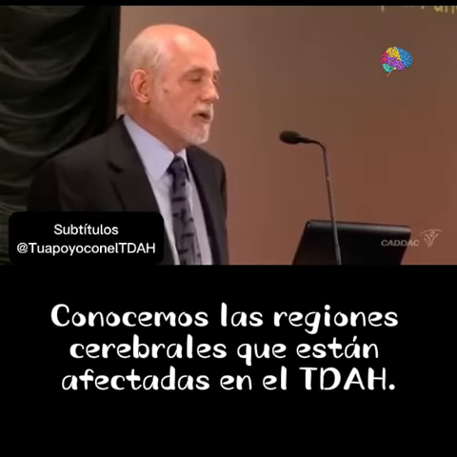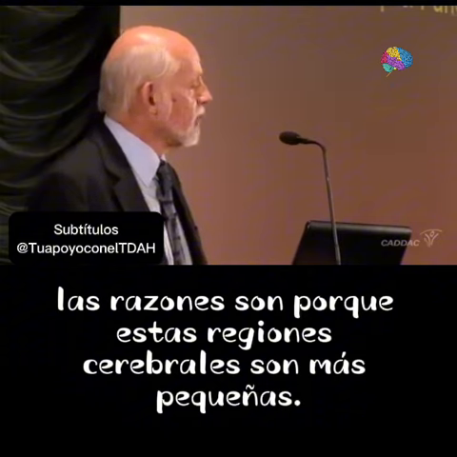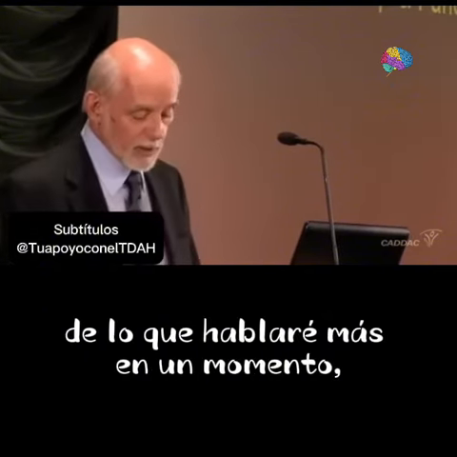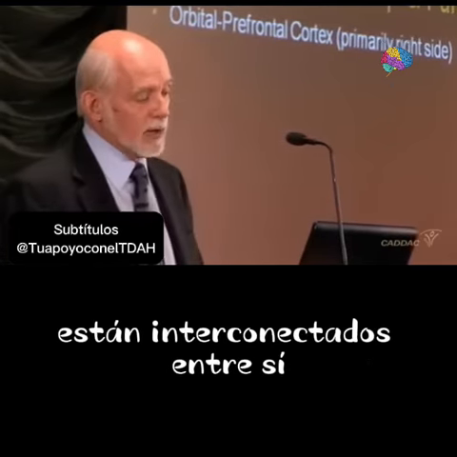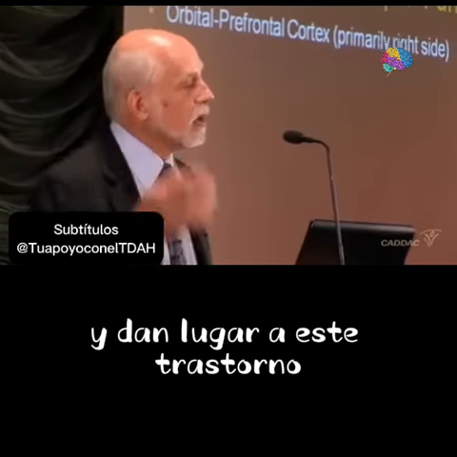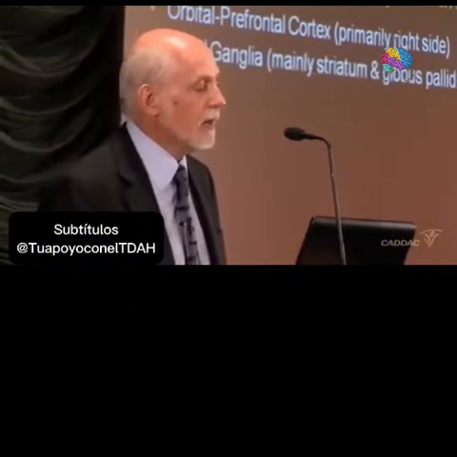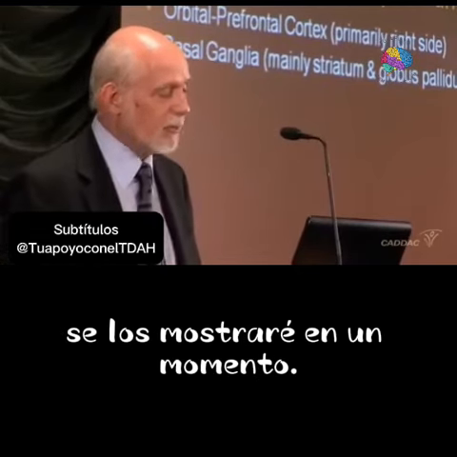We know the brain regions that are giving rise to ADHD, and we know that in 2/3 of children, the reasons for these brain regions being smaller has to do with genetics, about which I will say more in a moment. But let's at least go through these brain regions. The 5 regions of the brain that are interconnected to each other and give rise to this disorder are the right frontal lobe, right over here, especially over the eyebrow, and the connections from there deep into the brain called the basal ganglia. I'll show it to you in a moment.